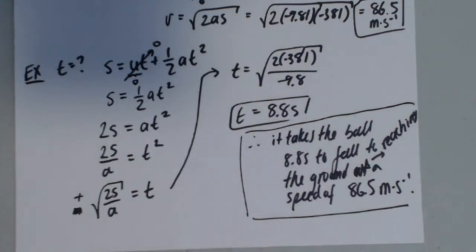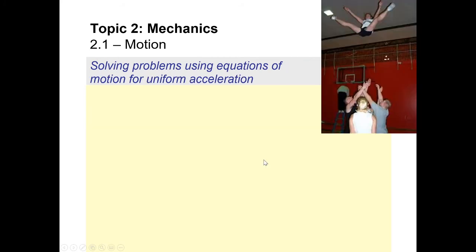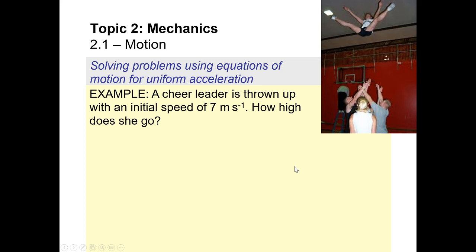Okay, so that's the Empire State Building problem. Let's go back. All right, in this scenario, we have a cheerleader being thrown up into the air. So a cheerleader is thrown up with an initial speed of 7 meters per second. How high does she go?